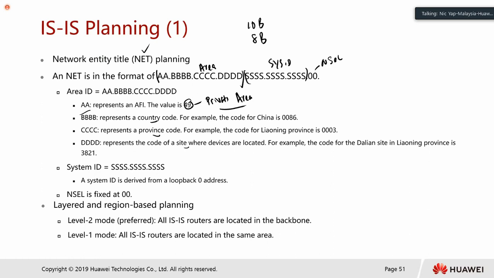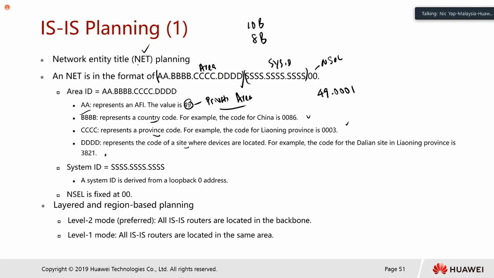So let's say you do not want to make it too complicated, you can just make this 49.0001, the first area. Or you can just put the postcode of your area. But in our lab environment, we can just make it 001, 002, and so on, even 000. But this is planning. In the live environment, this is what we need to consider.